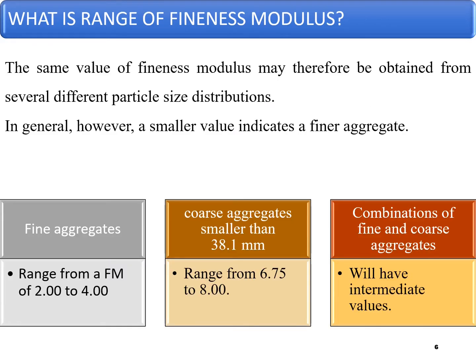What is the range of a fineness modulus? The same value of fineness modulus may be obtained from several different particle size distributions in general. However, smaller values indicate finer aggregates, as discussed earlier. For fine aggregates, the fineness modulus value ranges between 2 and 4. In the case of a coarse aggregate smaller than 38.1 millimeter size, the FM value ranges between 6.75 and 8, and the combination of these two, fine and coarse aggregates, will always have an FM value intermediate between these values.